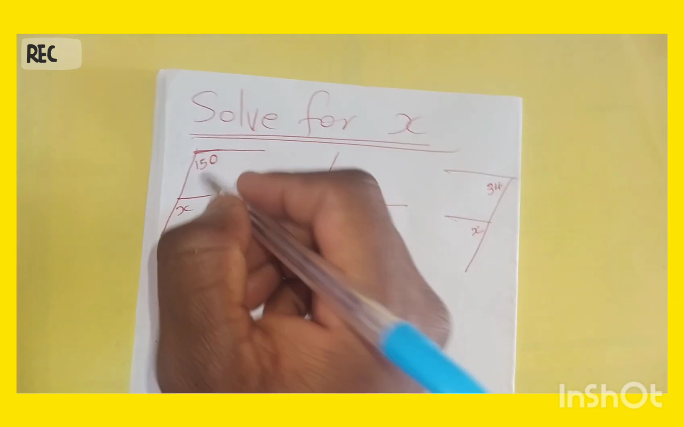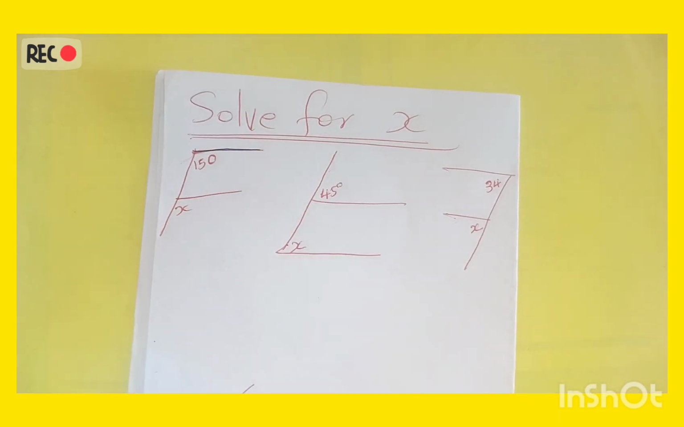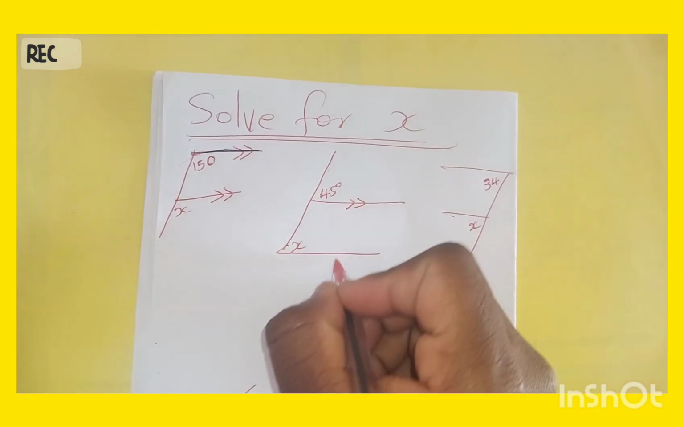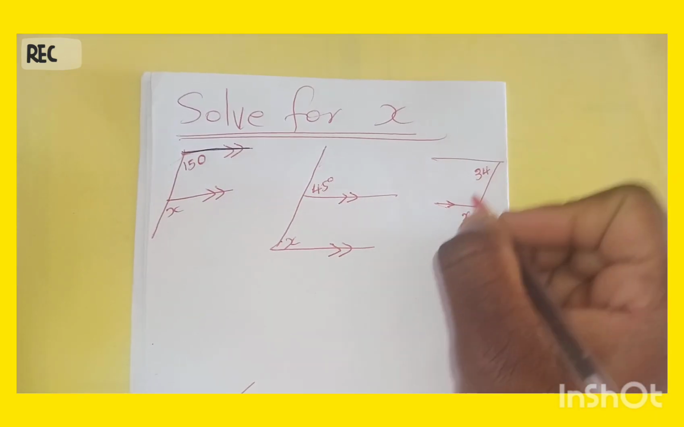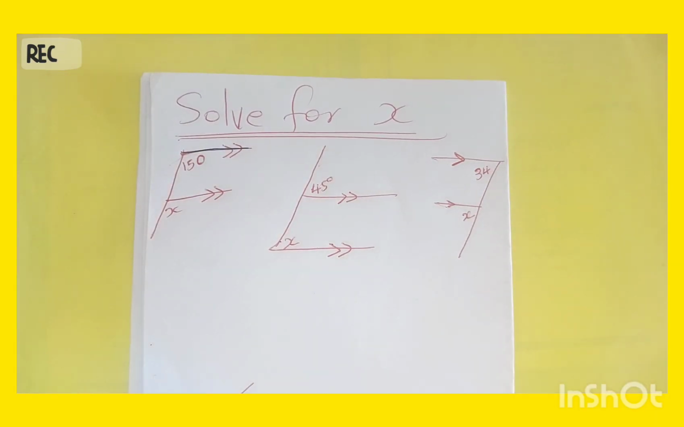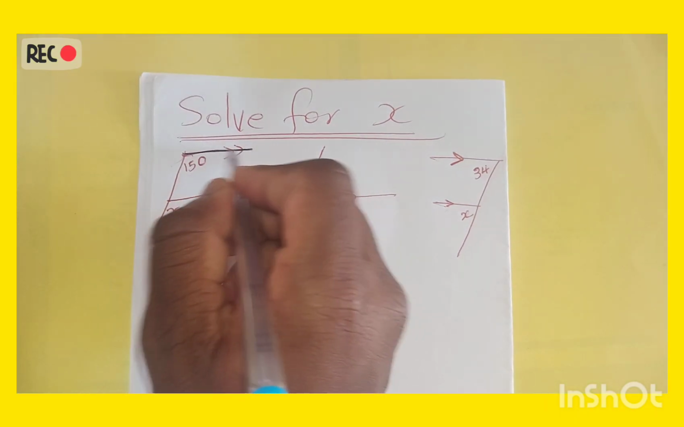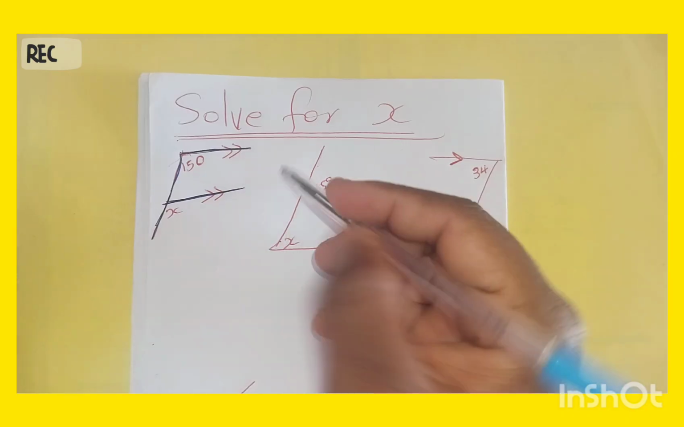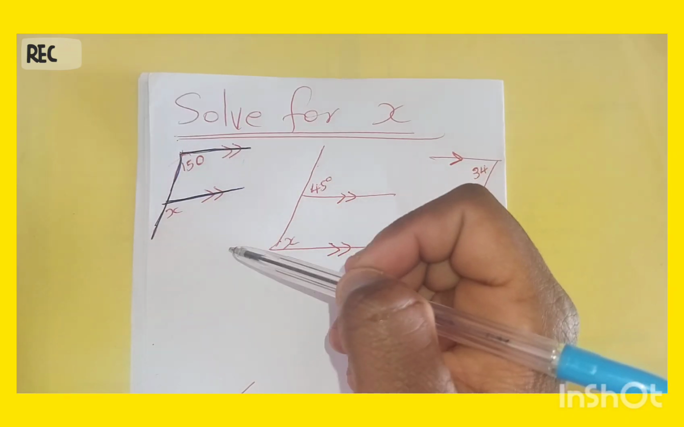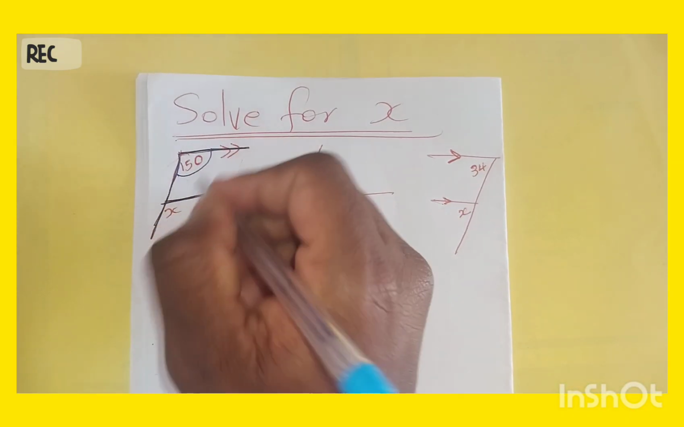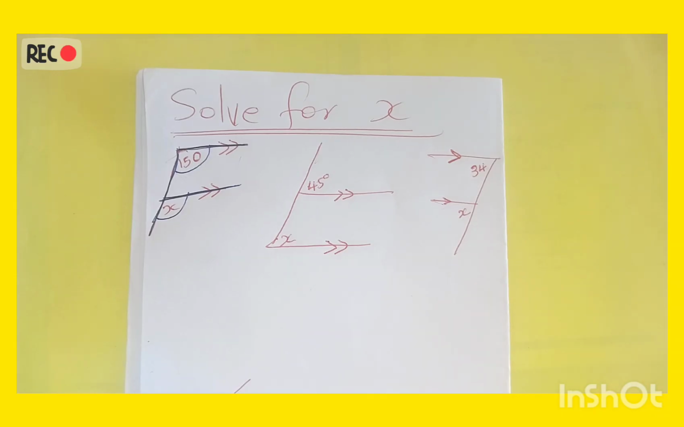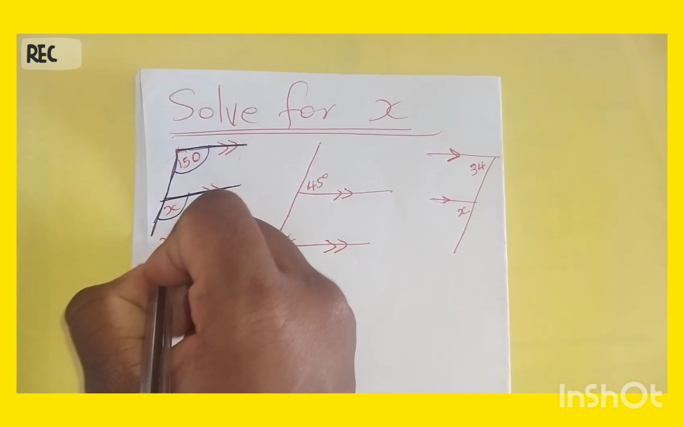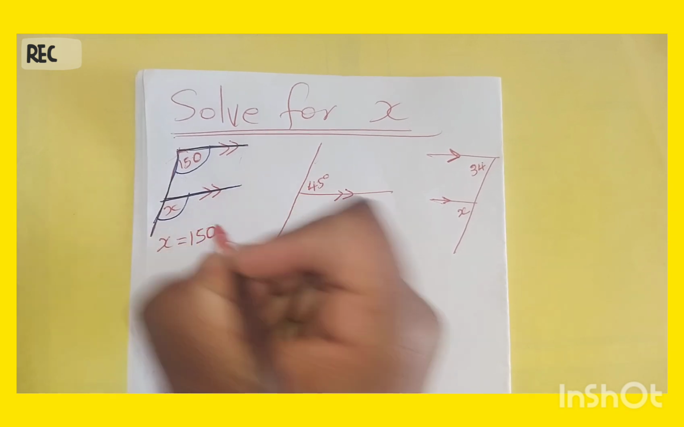You should understand that if you see the shape of F, here I only forgot to put those two things there. Those two things represent parallel lines. Those two lines are parallel. So if you see a shape of F, it simply says that these two angles are equal. It means that this angle and that one are equal. I can say X there is equal to 150.